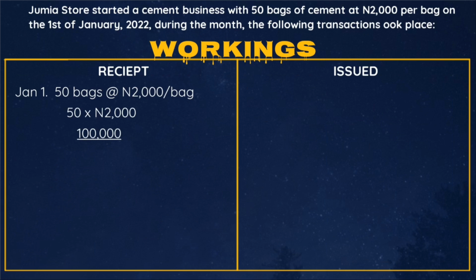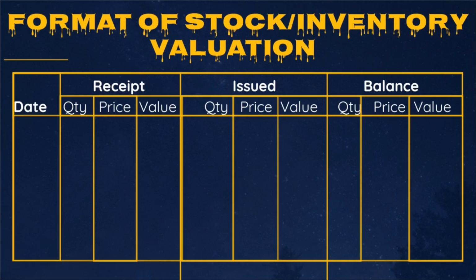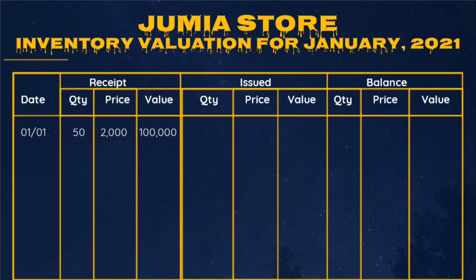Now let's go to our inventory account. The date, January 1, that is 0101. Under receipt, the quantity is 50 bags of cement at 2,000 naira, while the value is 100,000 naira. Under the issue, since we are receiving, we don't have any entry, so we are going to put a dash under that. Under the balance quantity, there is no quantity before, so that will be 50, while the price will be 2,000 naira, and the value is 100,000 naira.